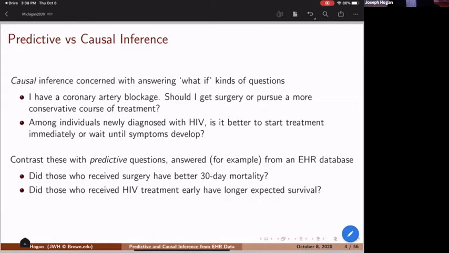So again, I work with a lot of folks that would classify themselves as data scientists, and I think maybe these kinds of distinctions are obvious to statisticians, but they're not obvious to everyone who works with large data sets. The predictive analog of some of these questions would be, I've got a pile of electronic health records data, so I'm going to look at people who received surgery and people who didn't and figure out who had a better 30-day mortality, if we're looking at the coronary artery blockage question. Or I could look at a bunch of people who have HIV and see if the ones that were treated early have longer expected survival. So these are ways of doing two sample comparisons. And honestly, in a lot of in-the-wild settings, these are how causal questions are being answered, by trying to answer predictive questions.